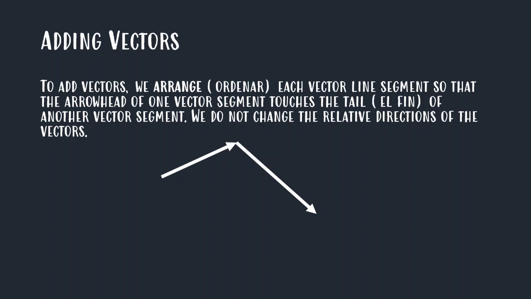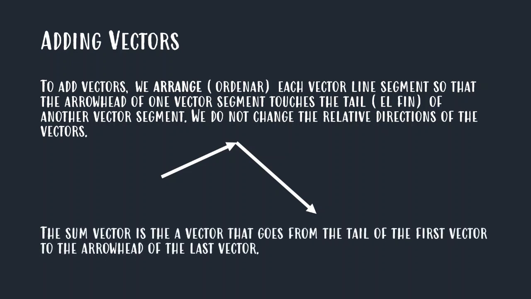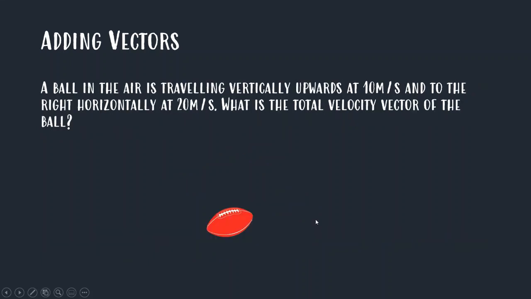And the sum vector is the vector that goes from the tail of the first vector to the arrowhead of the last vector. Yeah, so from over here to over here. And that would be your sum vector. So this vector would go from the start of the first one to the end of the last one, and that's your sum vector. So let's have a look at some examples.